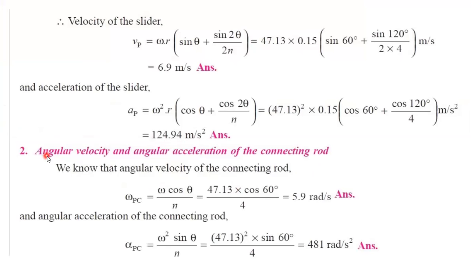In the second case, we need to determine the angular velocity, which is omega pc. We know the formula. Theta is 60 degree, substitute all the values and you will get 5.9 radian per second. Next is angular acceleration, alpha pc. We know the formula, substitute all the known data and you'll get it directly. So if you know all the 4 formulas and substitute the given data, we can easily calculate the values.